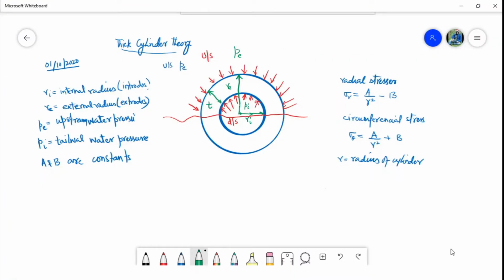Students, this is the fifth lecture of the course Dam Engineering. Today we will discuss the thick cylinder theory.